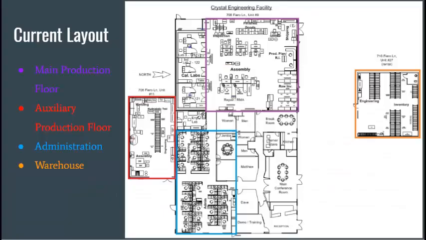This slide shows the facility layout of the current state. The entire facility owned by Crystal is in 3 separate rooms, with 1 room being detached from the other 2. The slide shows the areas of our project scope, which can be broken down into 4 specific areas: the main production floor, auxiliary floor, administration, and warehouse. For our redesigns, we will only be moving objects within the 4 boxes due to project constraints.